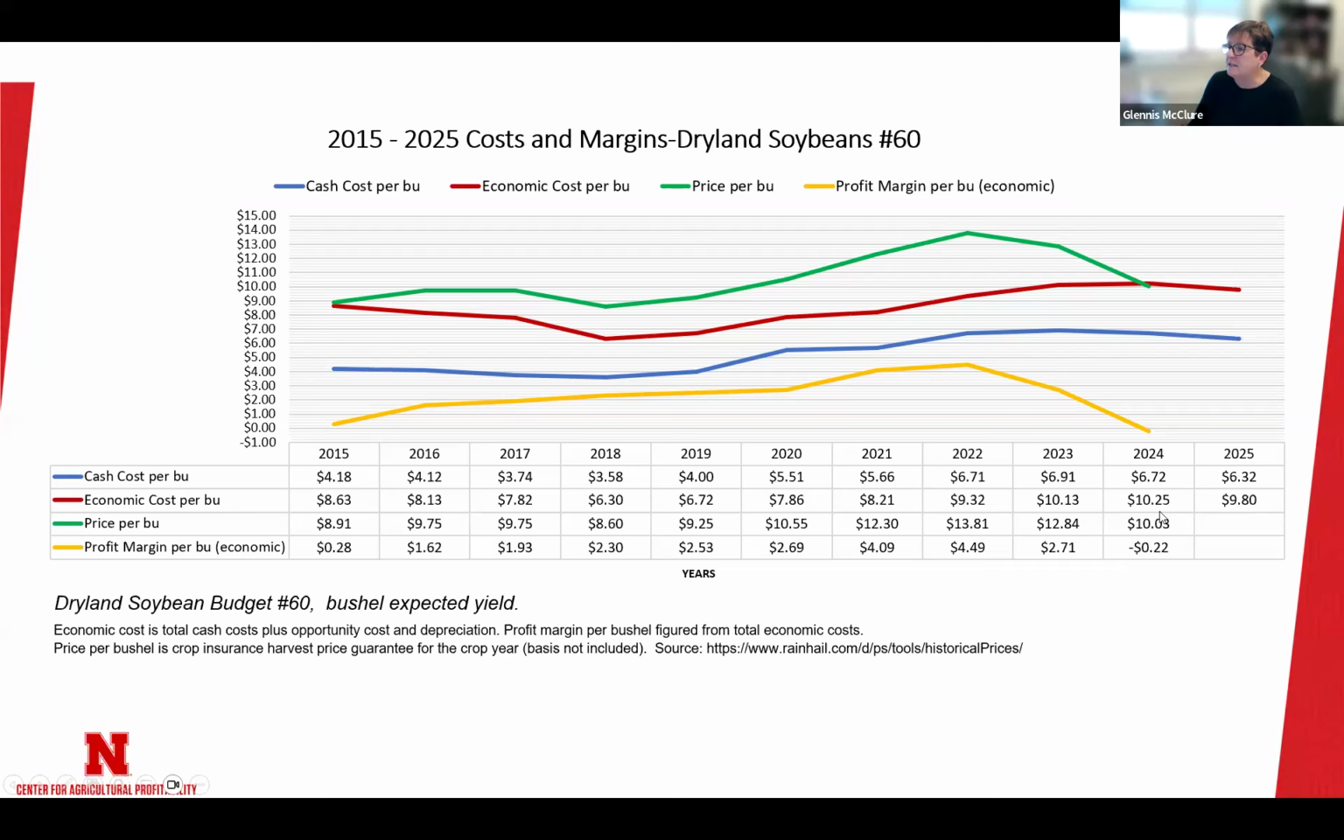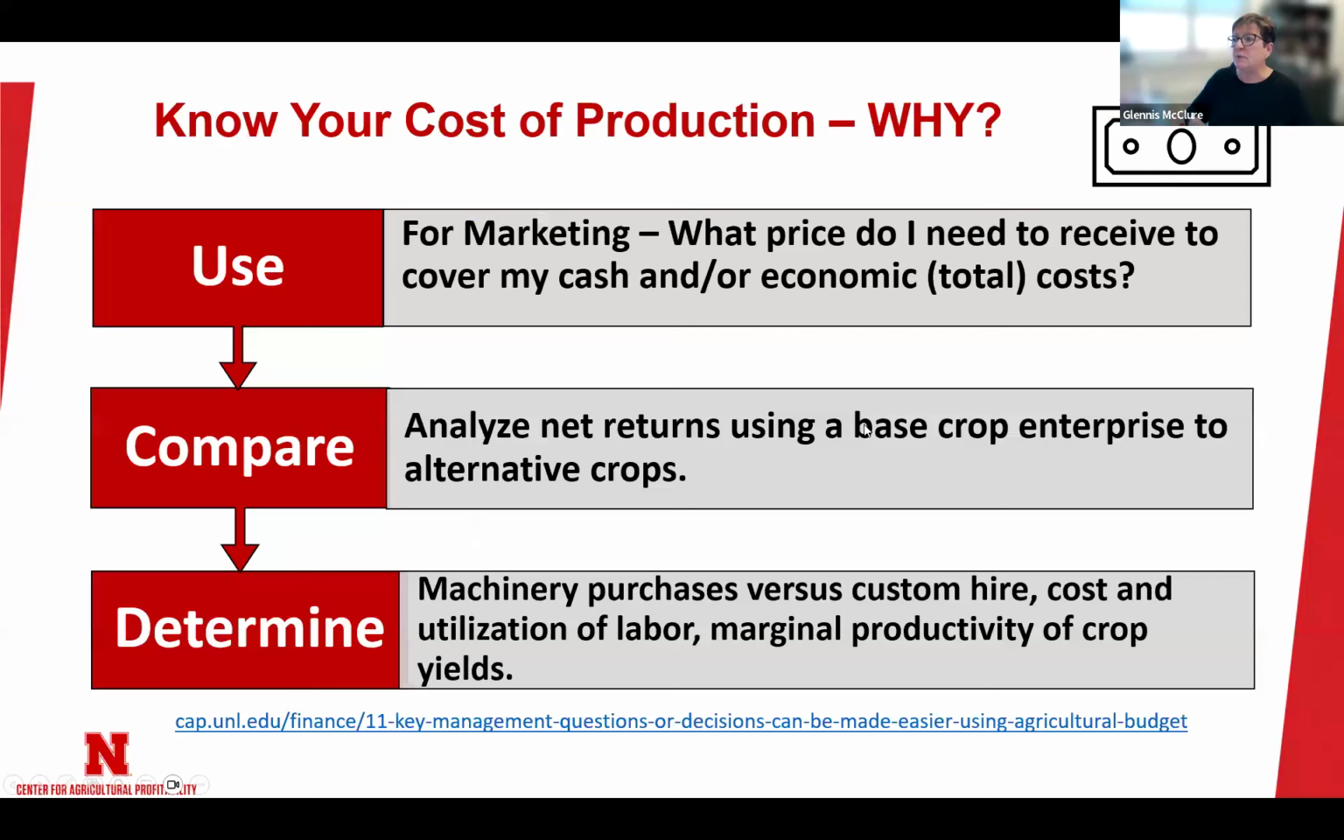But we did see, at least in this particular budget, a softening of the cost, from 672, our projections, down to 632 on cash and 980 on economic cost. And it all depends. One of the variables, of course, in a lot of this is our yield. And I believe, I'm sorry I don't have that on there, but I think it's a 50 bushel yield on this particular budget. And you can check any of those budgets out online as well.